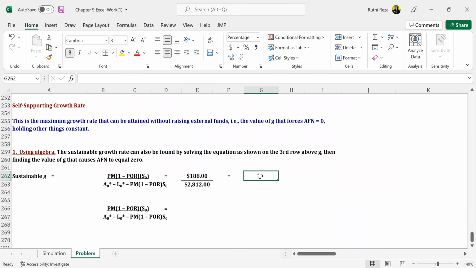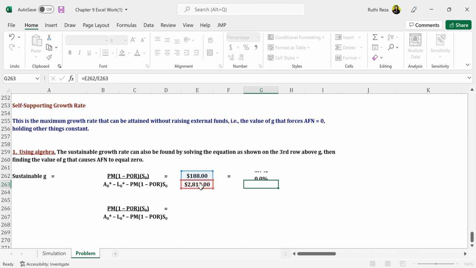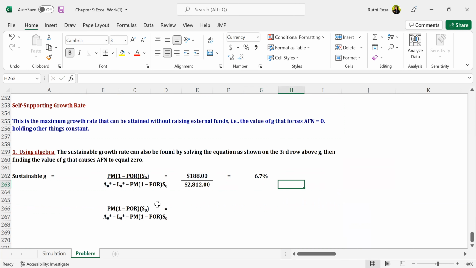Next, your sustainable growth rate. So your sustainable growth rate here is 6.7%. So this is the growth rate you can sustain without relying on any additional financing. Now, in this case, remember your sales growth rate is 10%, whereas your sustainable growth rate is 6.7%. So based on our argument, we can say you actually need additional financing.